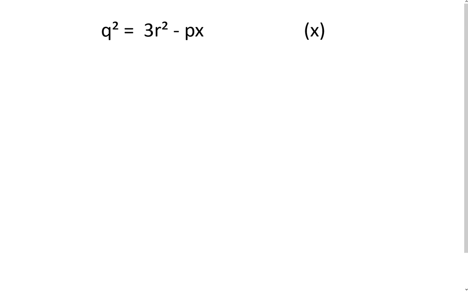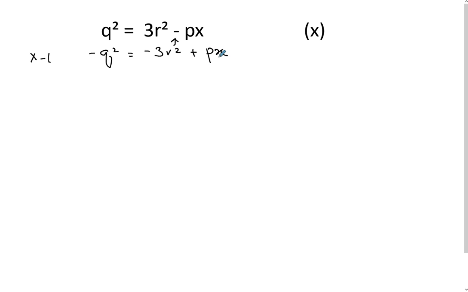q squared equals 3r squared minus px. Here we're trying to make x the subject, but as you can see, the x is a negative. So the best way of dealing with this type of equation is if you multiply everything by -1, whatever is positive will turn negative, and whatever's negative will turn positive. So here we'll have minus q squared equals minus 3r squared plus px.